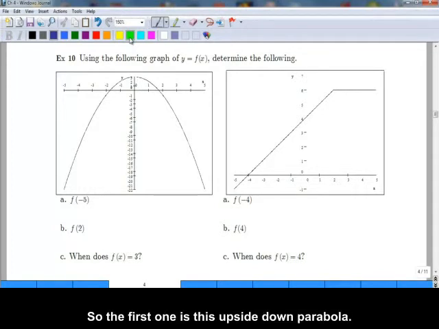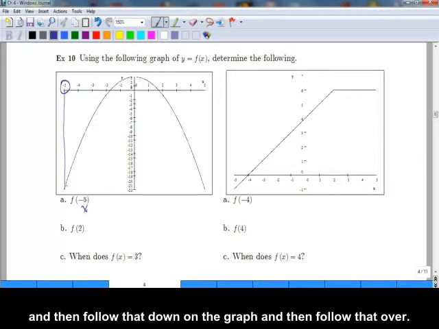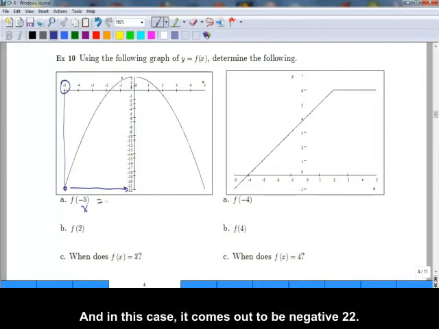So the first one is this upside down parabola, and the first thing I asked for is f of negative 5. So what does that mean? F of negative 5, this again is your x value. So you want to go on the x-axis to negative 5, and then follow that down on the graph, and then follow that over, and in this case it comes out to be negative 22. So you want to find the y value that corresponds with the x value of negative 5.